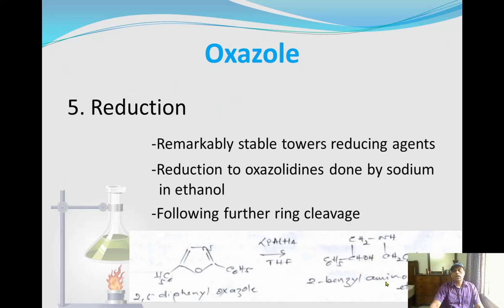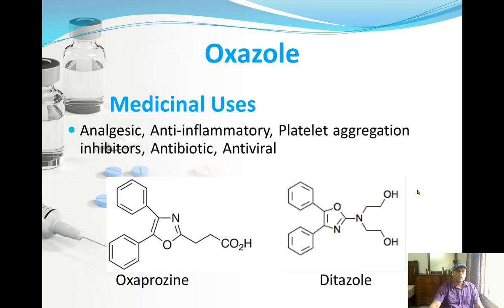Okay, benzyl amino. This is benzyl, and this whole thing is benzylamino ethanol. On the other side of the ethanol you have the amino 1-phenyl group. So the whole compound is 2-benzylamino-1-phenyl ethanol. So this is the reduction of oxazole. Next we will study medicinal uses of oxazole.